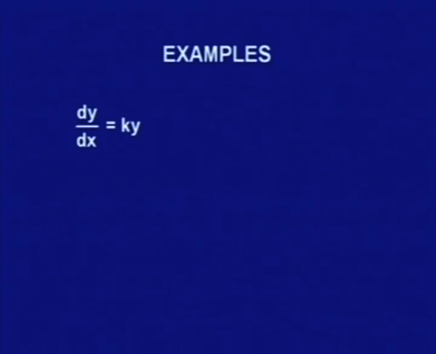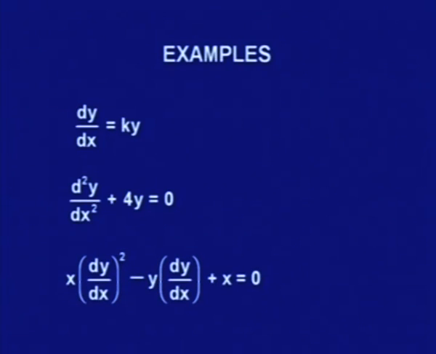Thus, the degree of this equation is 1. In the second example, the derivative involved, that is the second order derivative, is the highest derivative and its exponent is 1. Thus, this equation also has degree 1. Now, in this example, the derivative involved is of first order only, but dy over dx has an exponent 2. So, the highest exponent is 2. Thus, the degree of this equation will be 2.